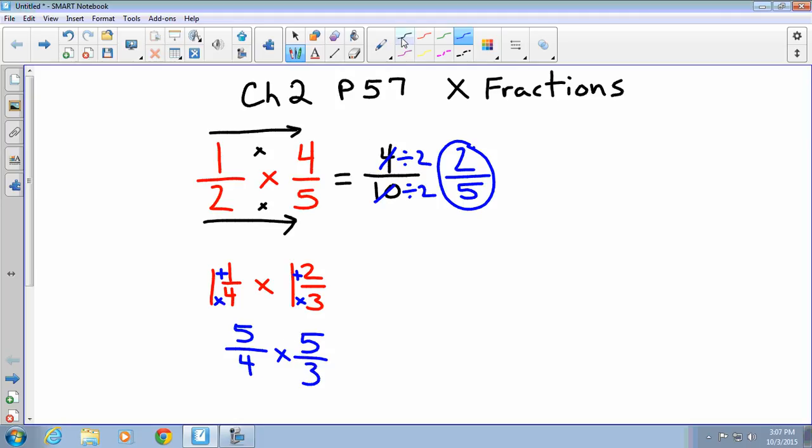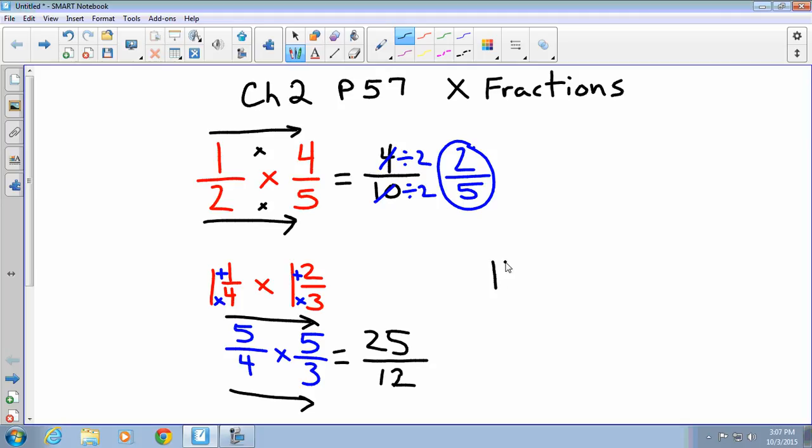And then we would simply follow the same rules that we did on our previous problem. Multiply the tops and multiply the bottoms. And that's going to be 5 times 5 is 25, and 4 times 3 is 12. And again, we do not want to leave it as an improper fraction, which 25/12 would be an improper fraction. We want to put it in simplest terms.